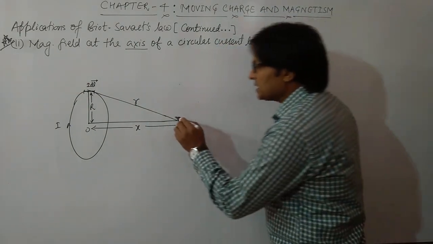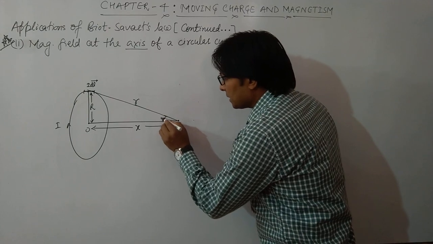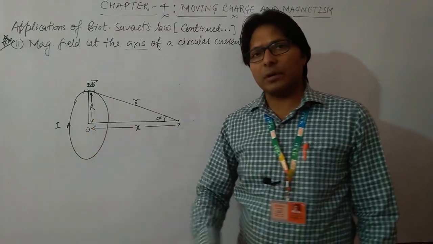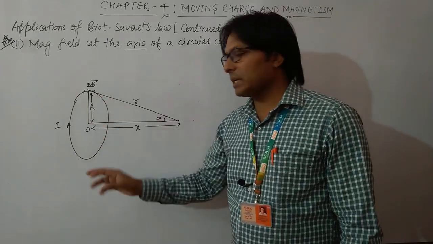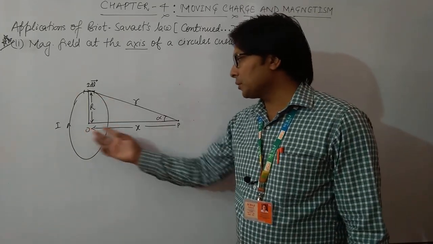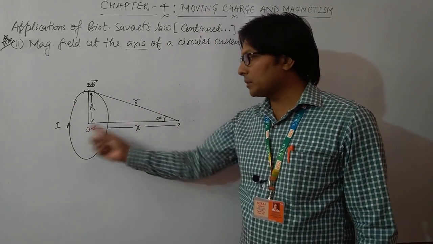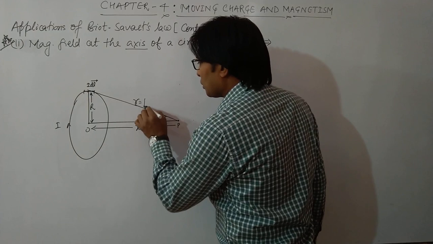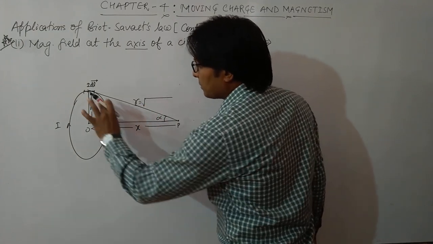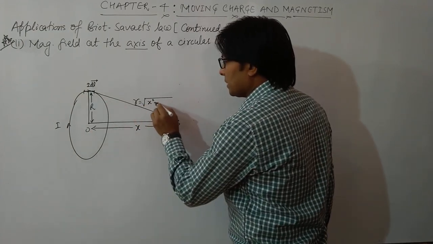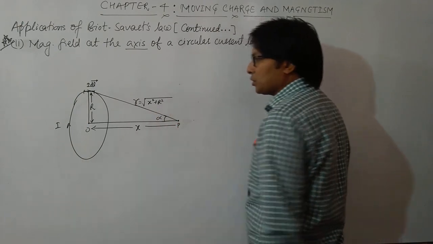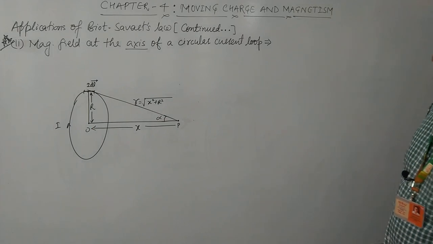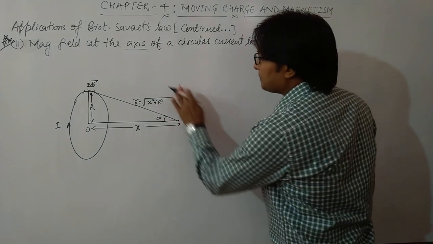Okay, suppose this angle is alpha. Although it will be very small, because we have assumed that the circular loop has a very small radius compared to this distance x from its center. So r can be written as the root of x square plus r square, using the Pythagoras theorem, because this is a right angle triangle.